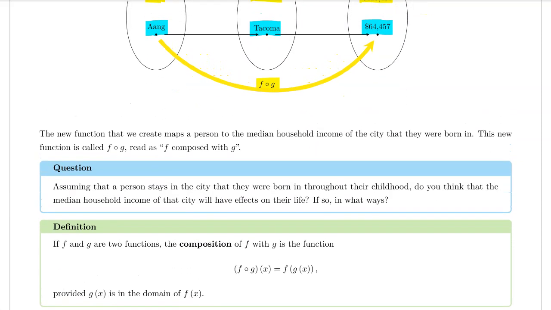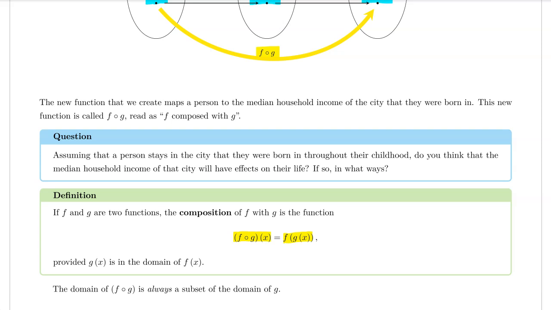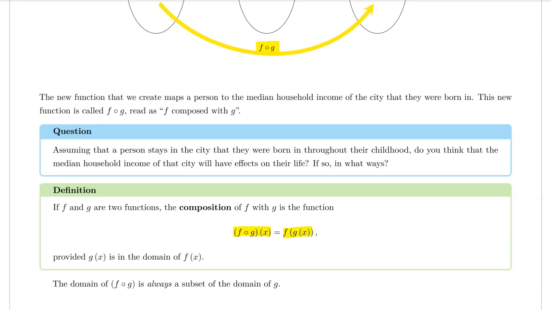If f and g are two functions, the composition of f with g is the function read as f composed with g of x, which is equal to f of g of x. So we're taking g of x and plugging it into the f of x function, provided g of x is in the domain of f, and the domain of f composed with g is always a subset of the domain of g.